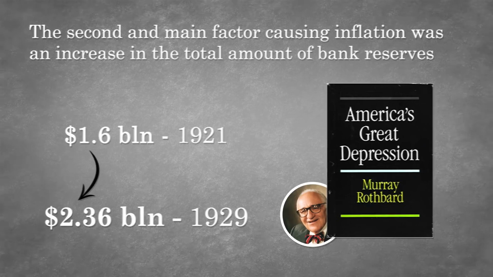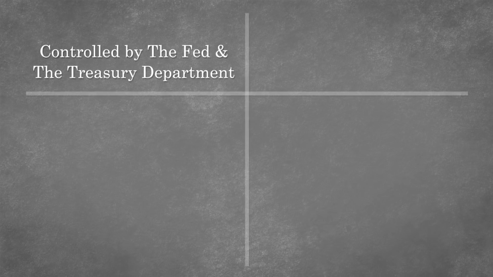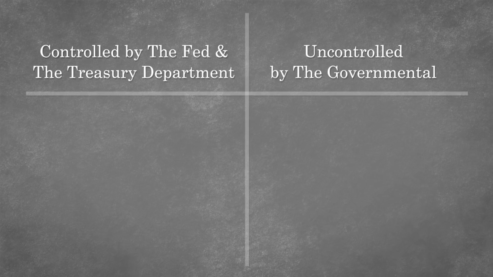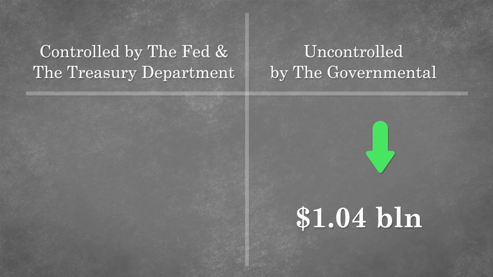After analyzing individual factors, Rothbard divided them into ones controlled by the Fed and the Treasury Department, and the ones uncontrolled by the government. According to Rothbard, in the analyzed period, the amount of uncontrolled reserves decreased by about $1 billion, while controlled reserves swelled by $1.79 billion. This was done on purpose.